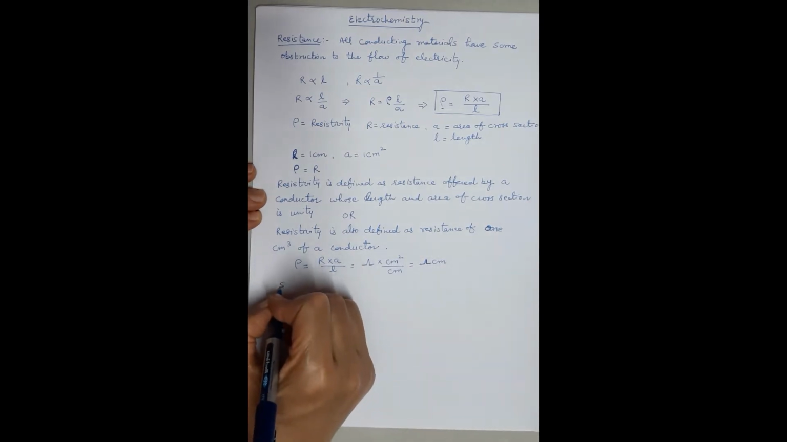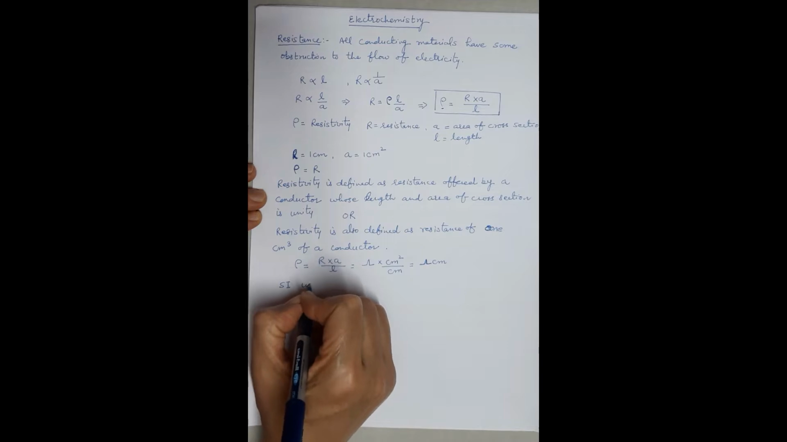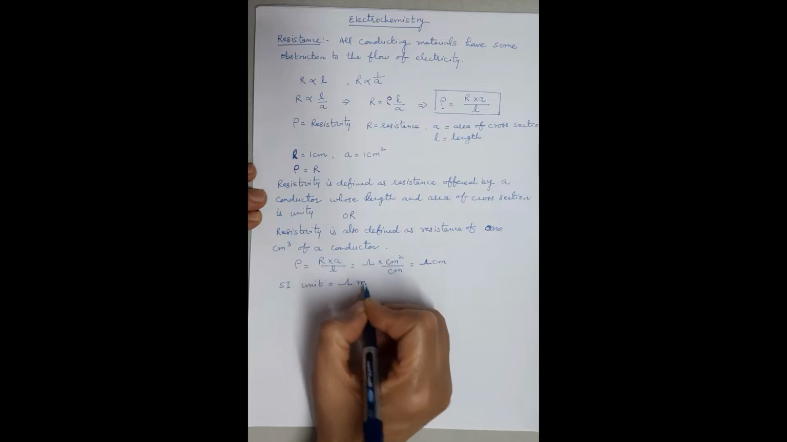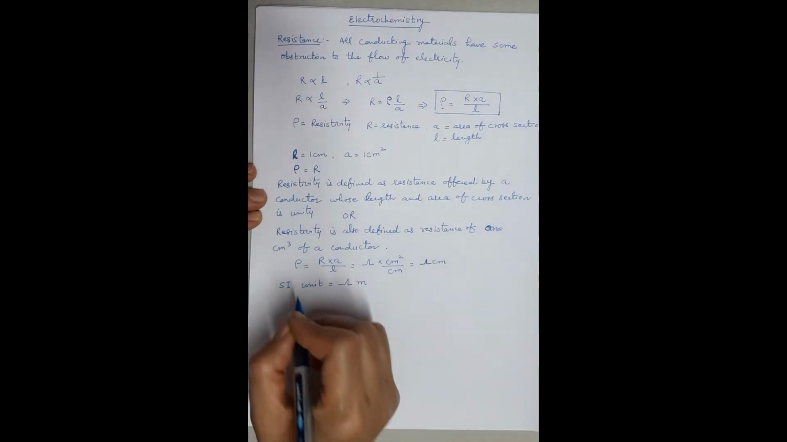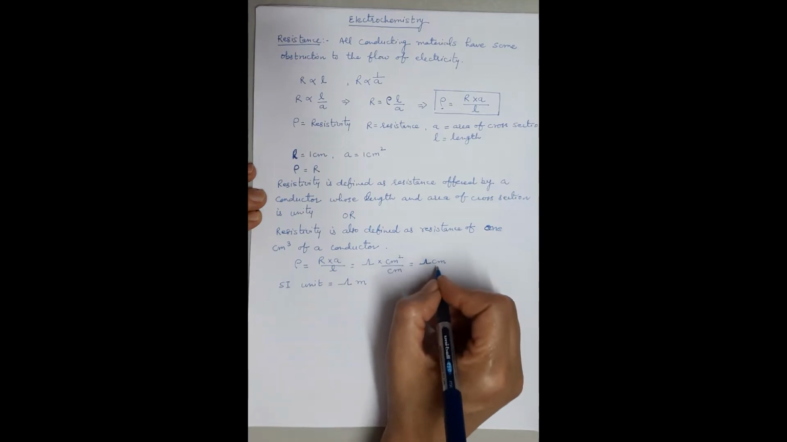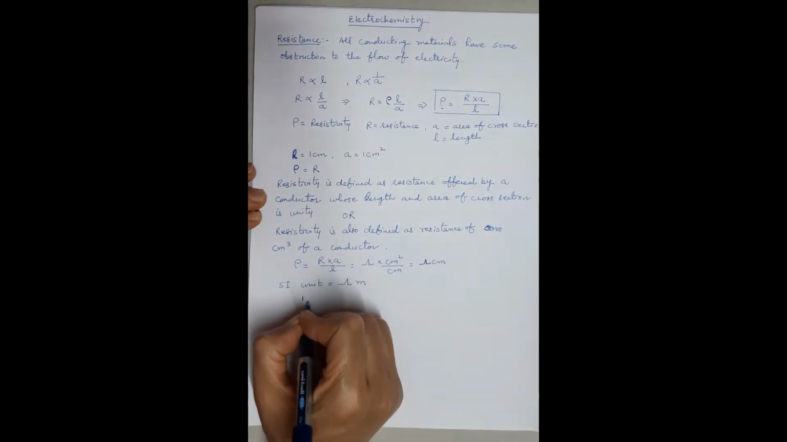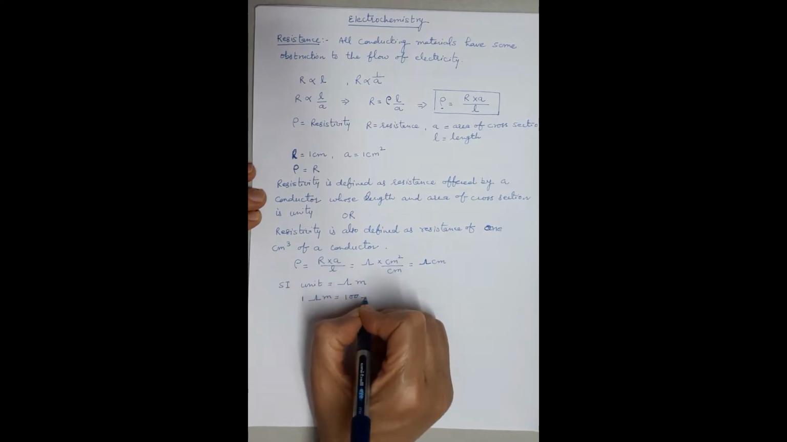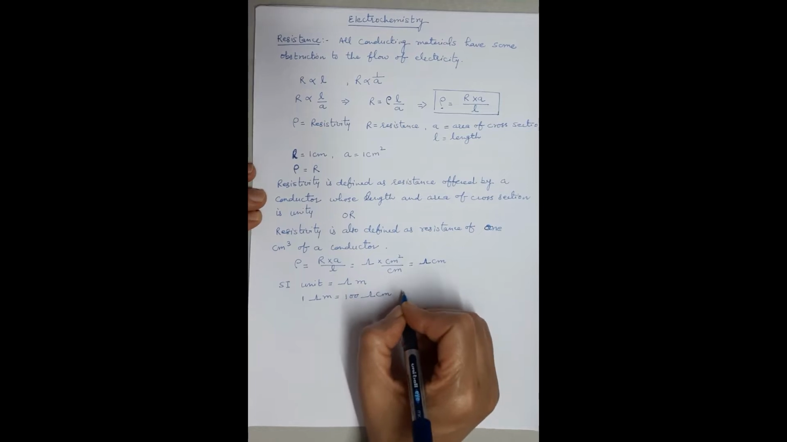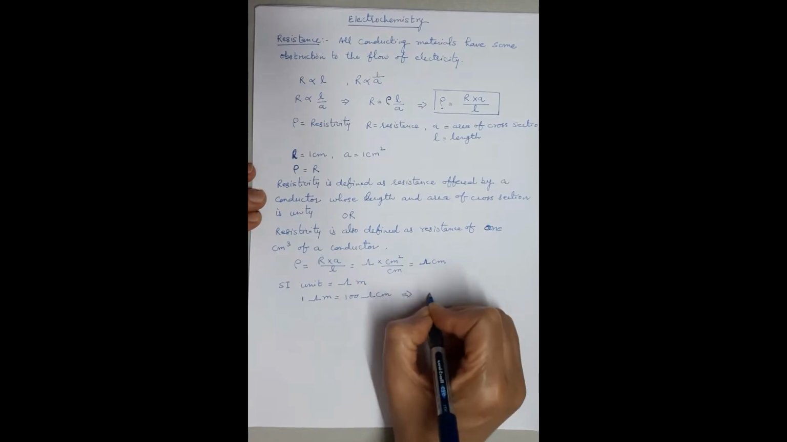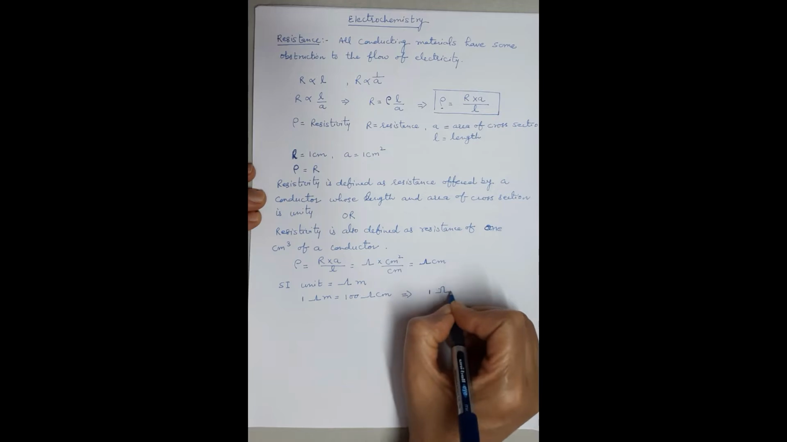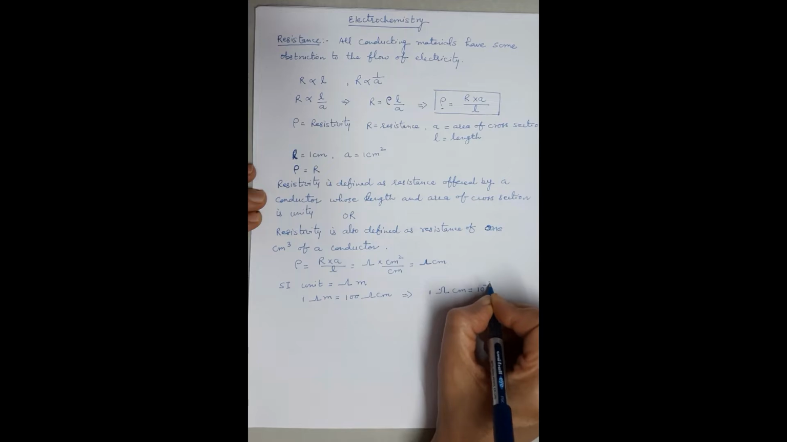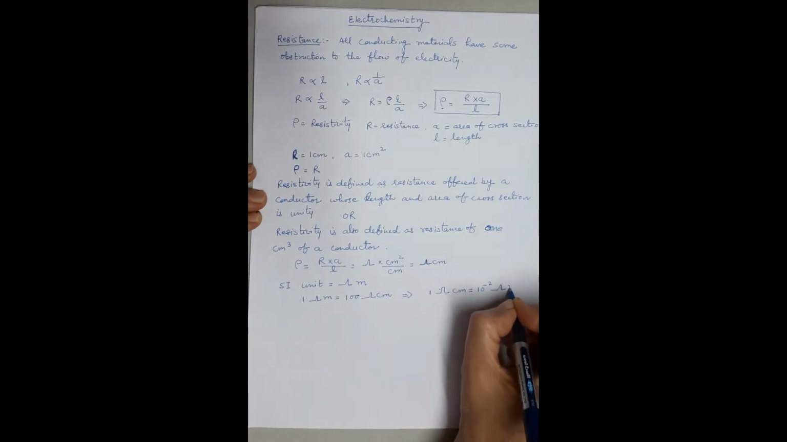But according to SI unit, we can also say its unit is ohm meter. How will you convert ohm meter to ohm centimeter? Already you know 1 meter is equal to 100 centimeter. So I'll say 1 ohm meter is equal to 100 ohm centimeter. I can also write down 1 ohm centimeter is equal to 10 raised to power minus 2 ohm meter.